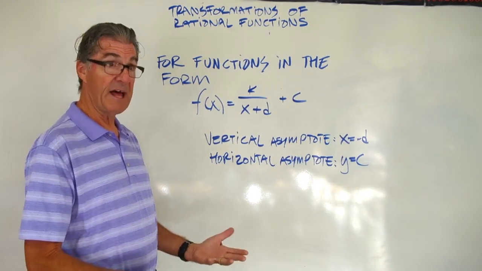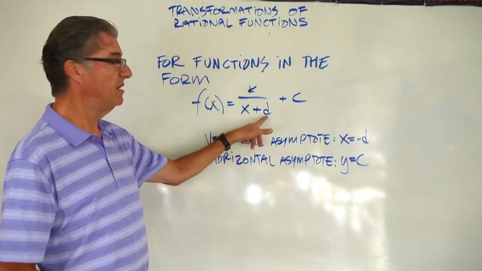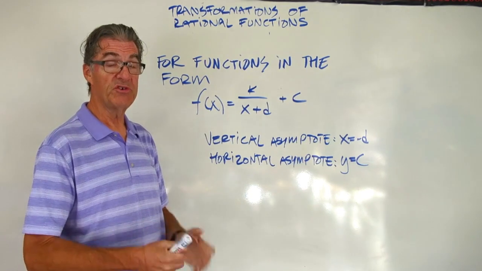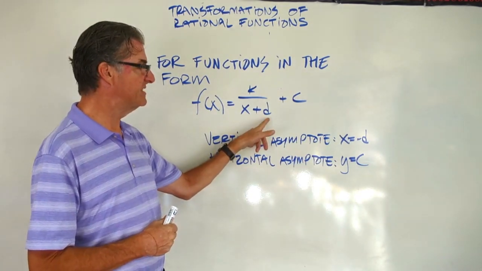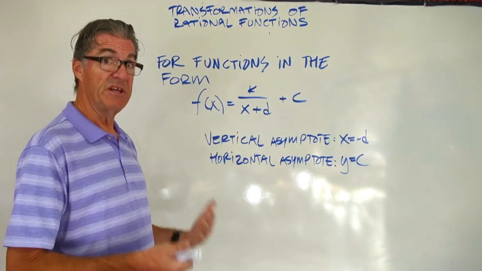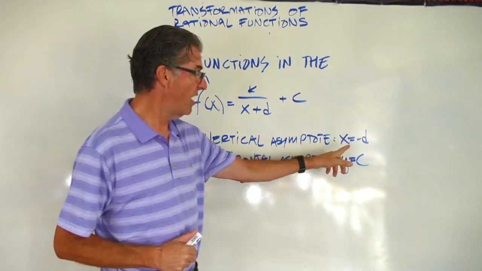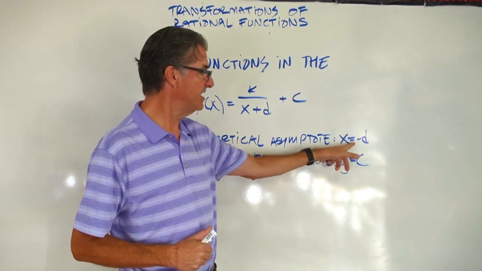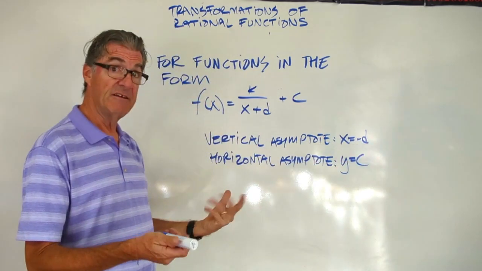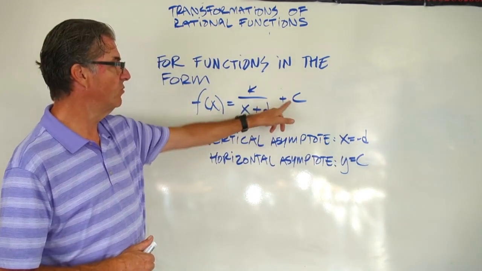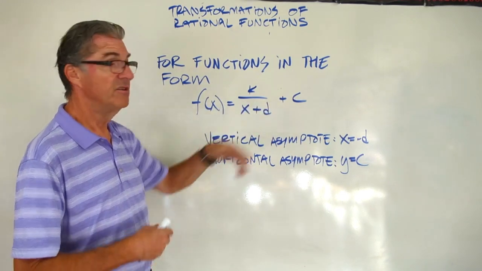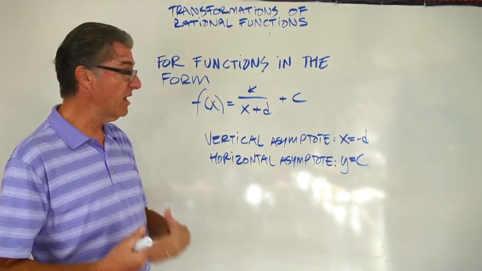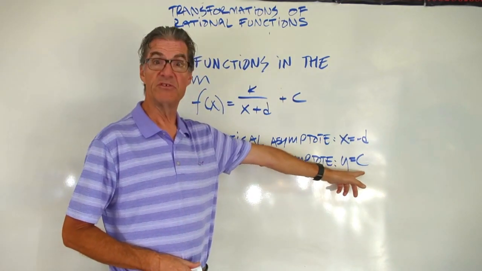So if you remember from our last board that this one, the d here, that controls our vertical asymptote, and it's switched. So if it's plus d, then the asymptote is at negative d. So that's why the vertical asymptote equation is x equals negative d, like that. And then you notice with the horizontal asymptote, we didn't have that sign switching issue, so it's just plus c. So then the equation for the horizontal asymptote is y equals c.